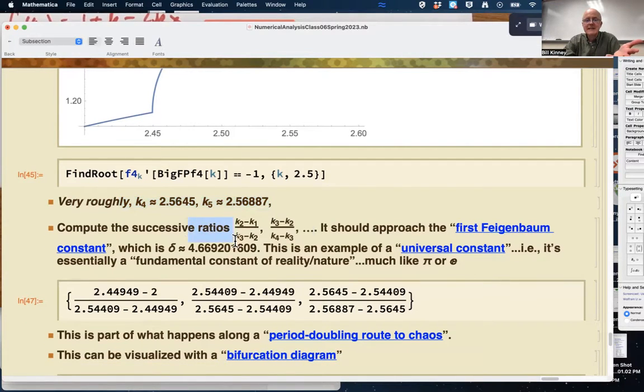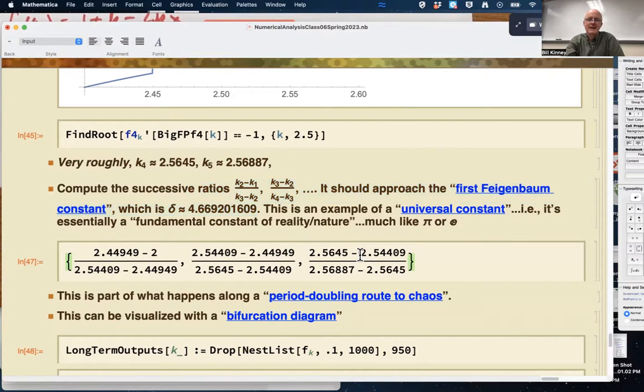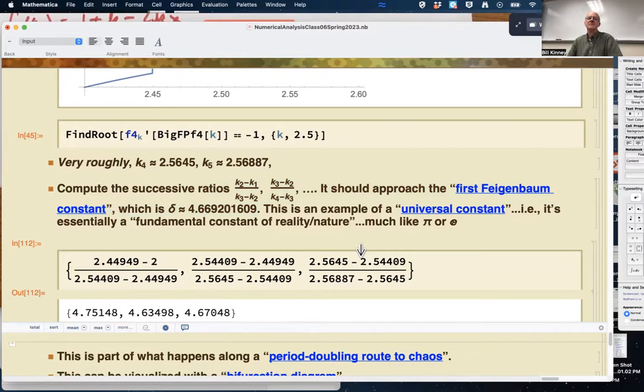If you compute these successive ratios that you see there, it approaches something called the first Feigenbaum constant, which is about 4.6692. Here's Mathematica's computations of those things. And this is an example of a universal constant like pi or e that you've never heard about before. Why haven't people heard about it as much? Well, because it's harder to explain, that's why.